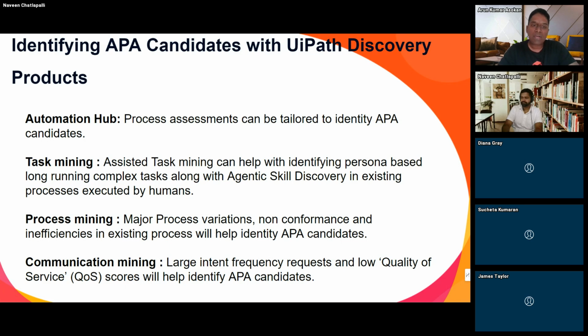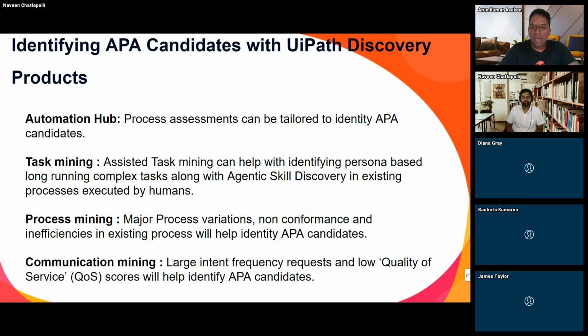As you're aware, there are four main products from UiPath Discovery: Automation Hub, Task Mining, Process Mining, and Communication Mining. I'll go through at a very high level how they are used, and we can even go one level down to see how they can be tailored for use. Automation Hub is an idea repository. We're going to capture all the ideas, but the way we capture them will depend on the assessments the user inputs. If we tailor those assessments, we could modify them to identify APA candidates. I'll talk about this in the next slide.